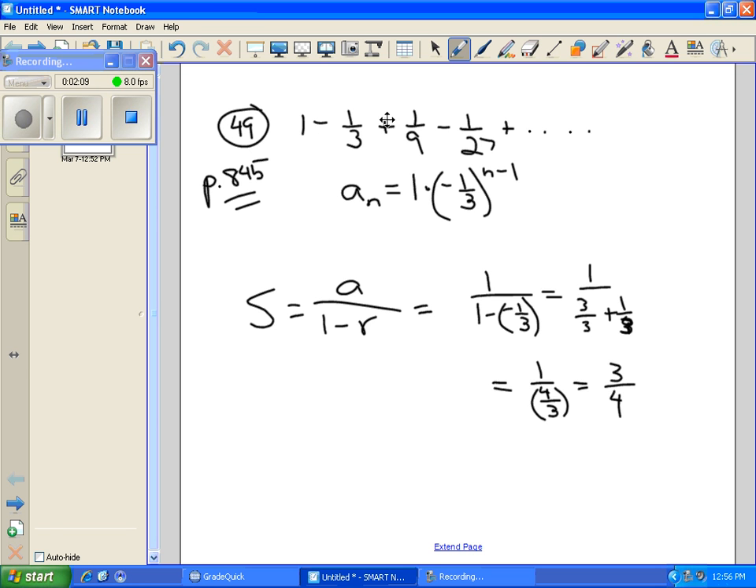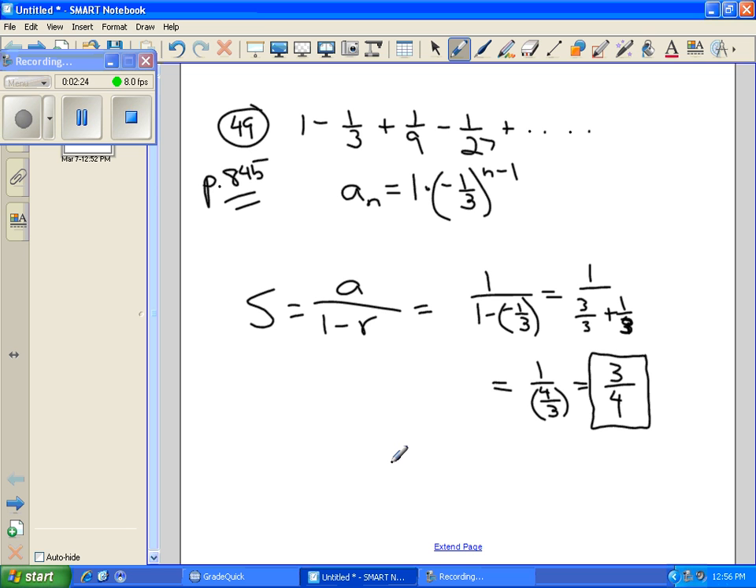So this whole sum, even though these numbers go on forever and ever, the actual sum of that infinite series approaches 3/4. So 3/4 would be your answer for number 49.